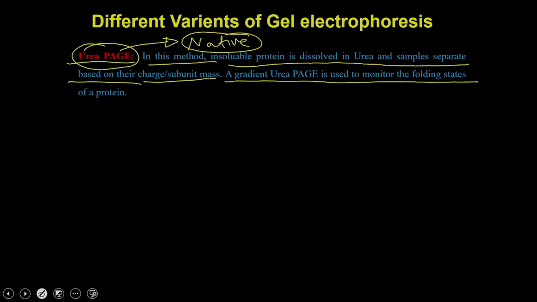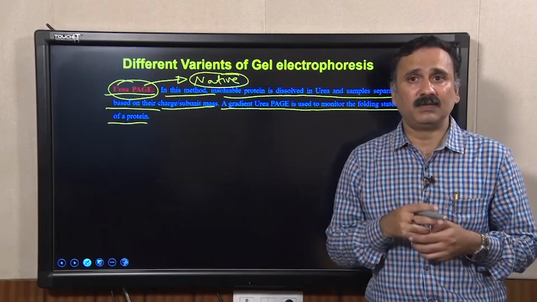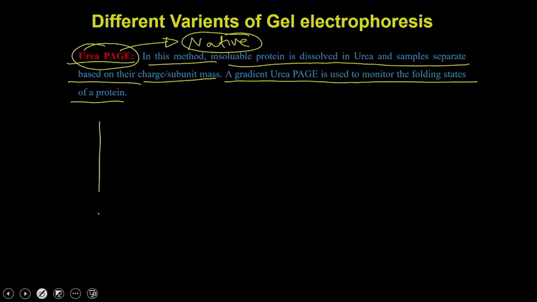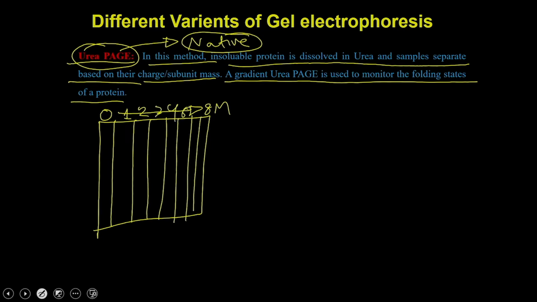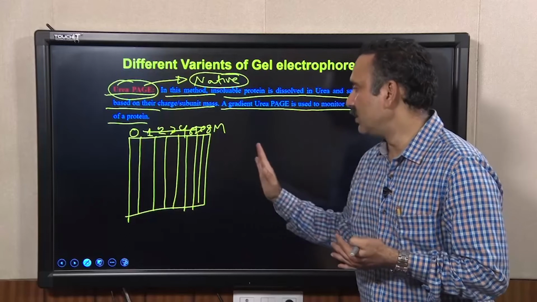If you use a gradient urea PAGE, you can study the folding and unfolding kinetics of the protein. When you are doing a gradient urea PAGE, you have to prepare a vertical gel where you have urea from 0 to 8 molar in different lanes. For example, you have a lane for 0, then a lane for 1, then lanes for 2, 3, 4, 5, 6 and 8. And these are going to be the gradient in a horizontal direction.